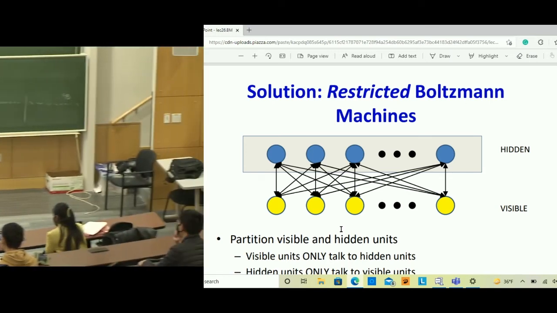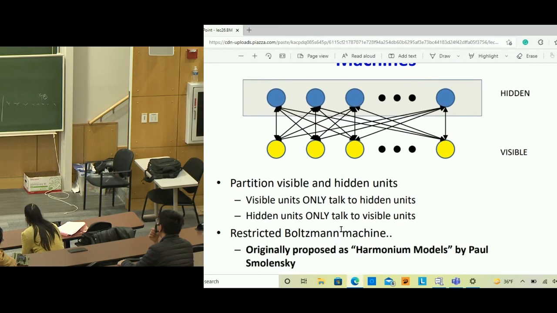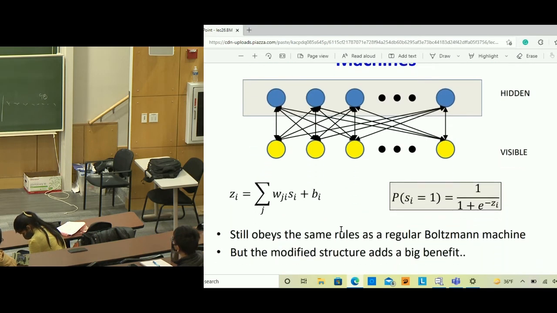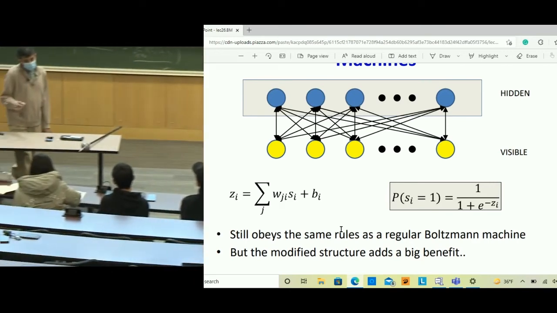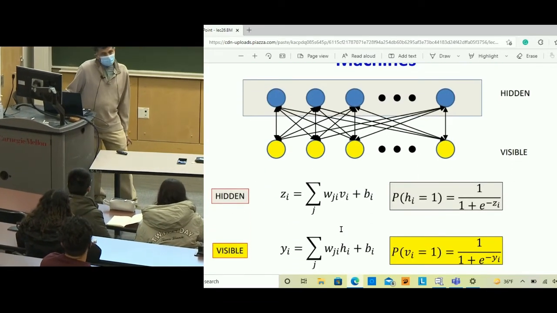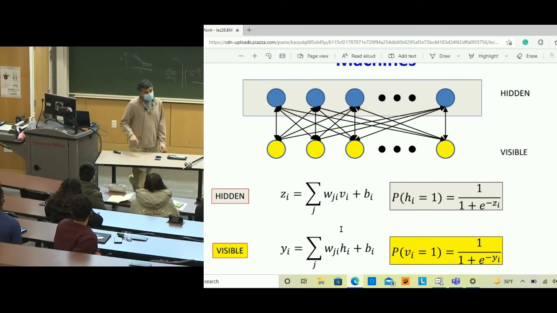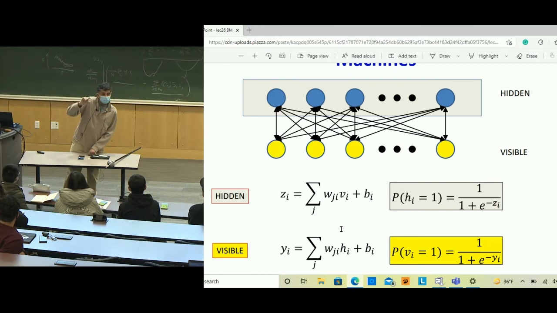So visible units only talk to hidden units, which only talk to visible units. This is what's called a restricted Boltzmann machine, originally proposed by Paul Smolensky at Hopkins. All the other math stays the same, nothing else changes. This is just a regular Boltzmann machine. But here's the computation, right? There is no looping anymore. If I fix the visible bits, the hidden bits can be computed only once because the hidden bits don't influence each other. Once I get a sample for the hidden bits, you are done.